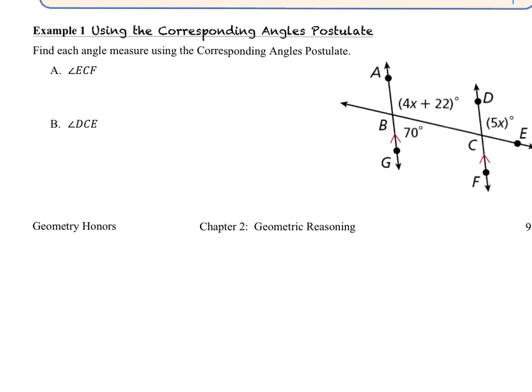And DCE. To find DCE, since we know it's corresponding to ABC, then we could set those two congruent to each other. So we have two parallel lines cut by a transversal, and now we're figuring out angle DCE. Well, since these are corresponding, we set them equal. 4x plus 22 is equal to 5x. Subtract 4x from both sides. 22 equals 1x, or just x.